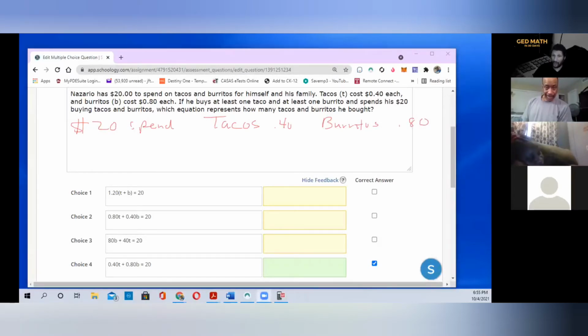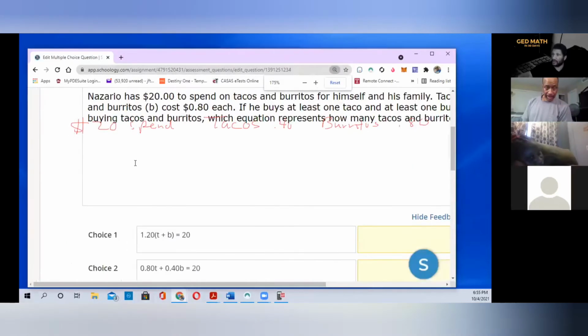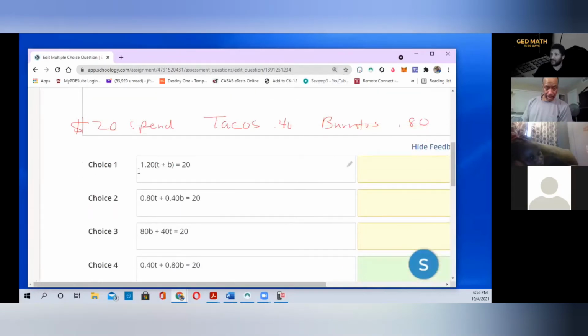So let me just increase the zoom on these answers so we can see them nice and clear. There we go. These are the four answers. 1.20 times t plus b equals 20. 0.80 t plus 0.40 b equals 20. 80 b plus 40 t equals 20. Or 0.40 t plus 0.80 b equals 20. What's the correct answer? A, B, C, or D? So we can call this A, B, C, and D.